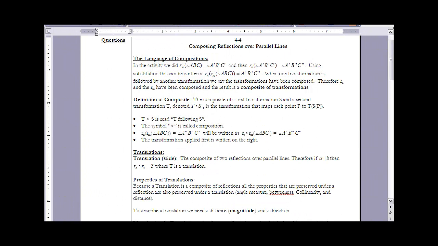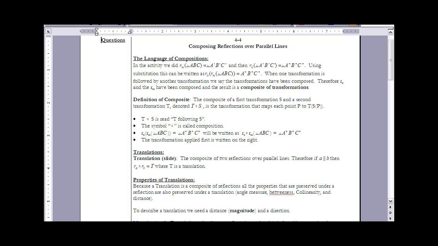Alright, these are the notes for section 4.4, composing reflections over parallel lines. If you haven't done so already, please pause the video at this time and read the section before going on with these notes. Okay. The first thing I want to look at is the language of composition.